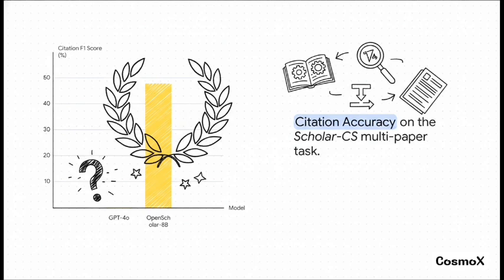But this next part is where the story gets absolutely wild. Remember that hallucination problem? On citation accuracy, GPT-4o scores a nearly non-existent 0.1%. I mean, that's basically zero. It's just guessing. OpenScholar, on the other hand, hits nearly 48% accuracy. That's approaching the level of a human expert. This isn't just a small improvement. This is a different league entirely.